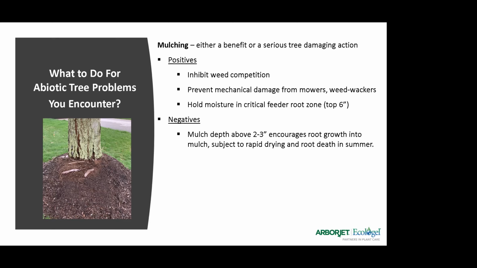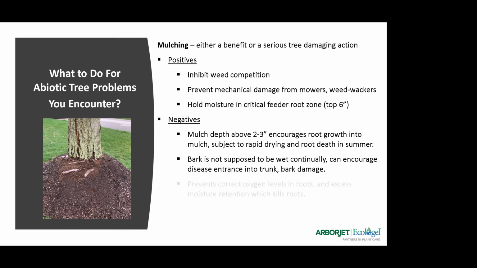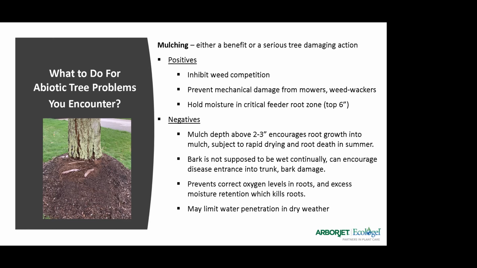It dries quickly in the summer, and if there's too much mulch, the roots, as you can see here, grow up into the mulch, and when that dries, those roots die. Bark is also not supposed to be continually wet, and when the bark is always wet, it encourages diseases to enter. It also prevents the correct oxygen levels in roots. We talked about this a bit earlier, but a mature tree with as much as 6 inches of additional soil can die, and often does. And of course, too much mulch will limit water penetration when you're not getting a significant amount of water during the summer months.